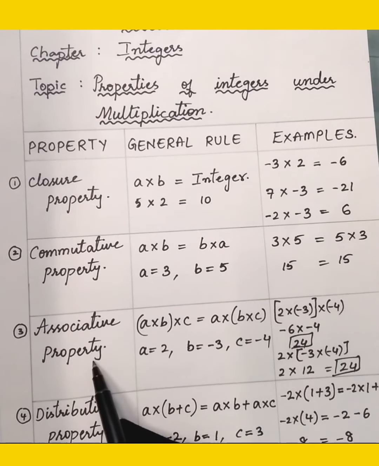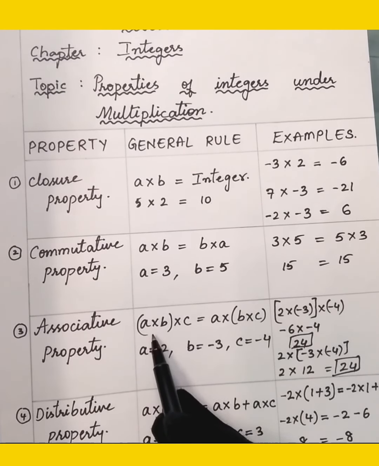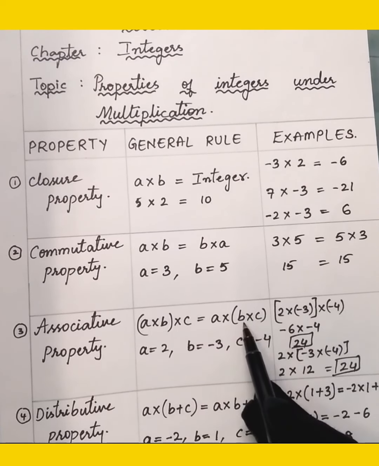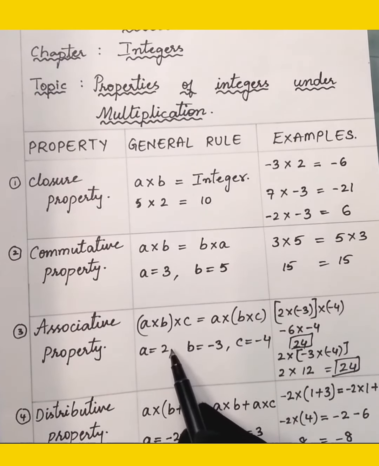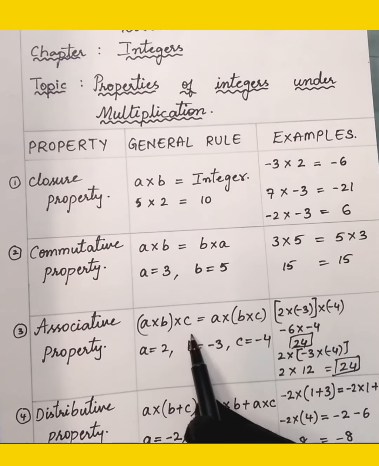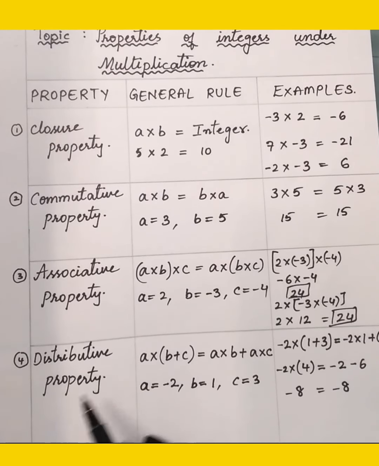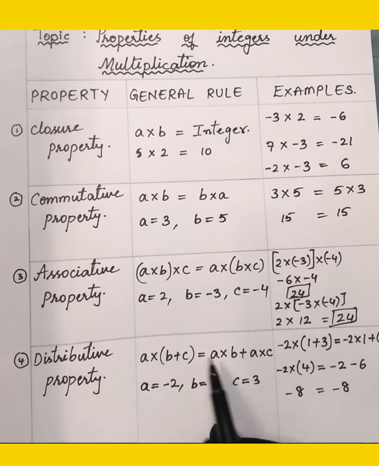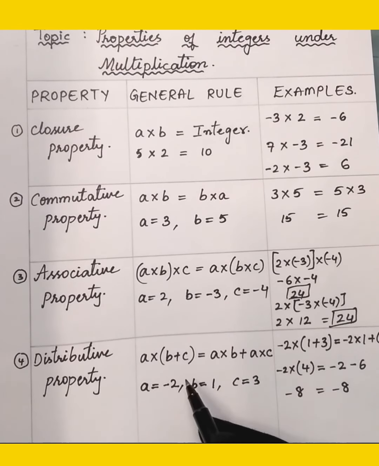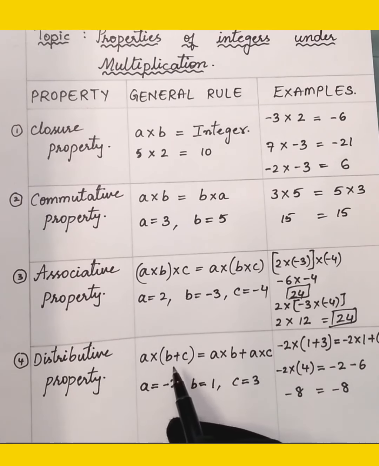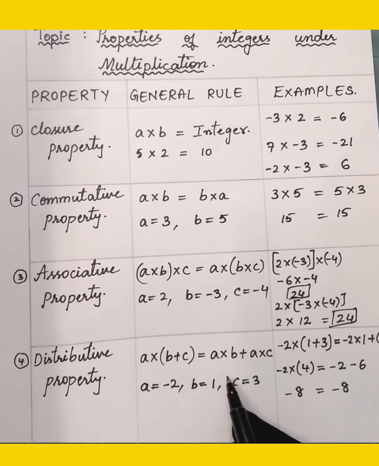Next property is the associative property. If three integers a, b and c are there, first you multiply the first and second integer and then with the third integer, or you multiply the second and third integer and then with the first integer, we get the same answer. Integers follow the associative property. The associative property is a into b into c equal to a into b into c, grouped differently. Next property is the distributive property. If three integers a, b and c are there, a into b plus c is equal to a into b plus a into c. All the integers follow the distributive property. In this, multiplication distributes over addition of integers.